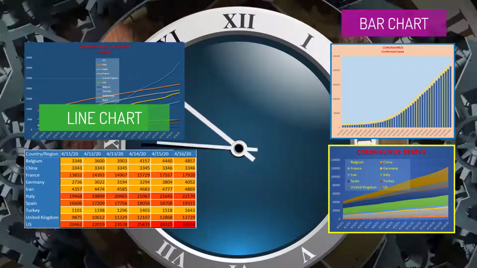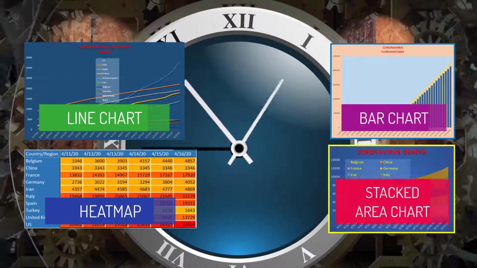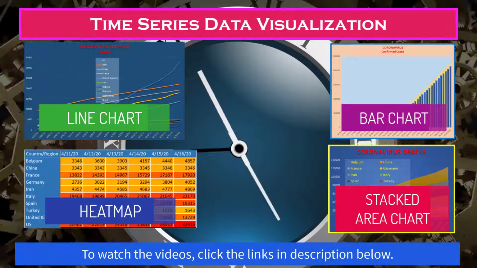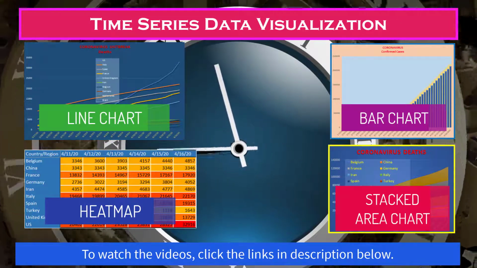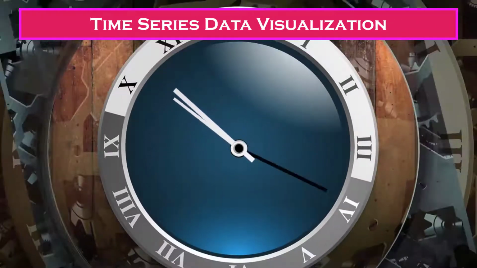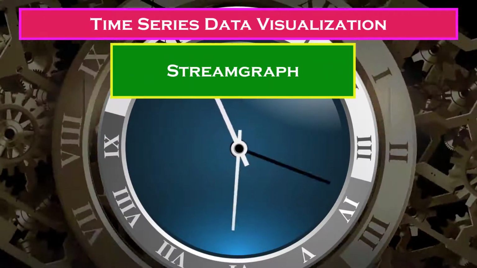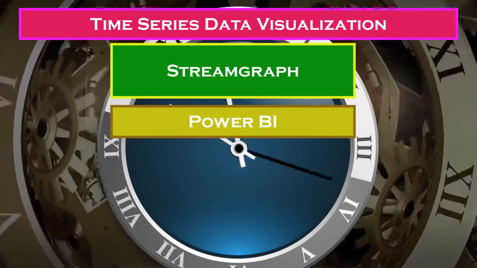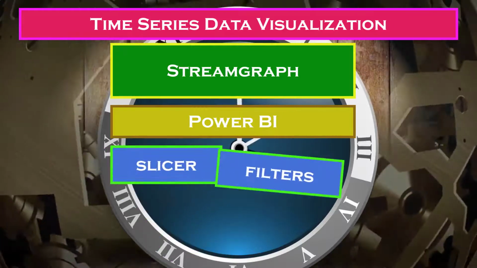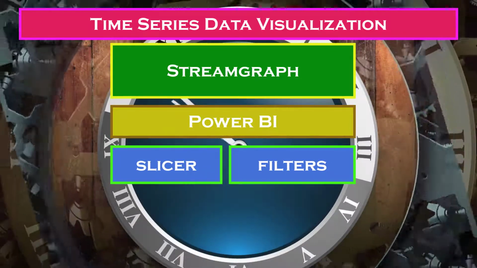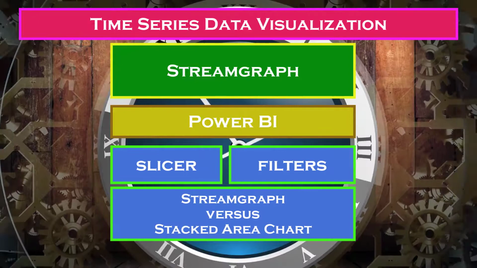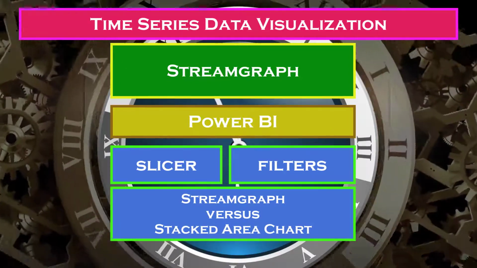Line chart, bar chart, heatmap, and stock area chart are some of the ways to visualize time series data using Excel. In this video, we will learn how to create Streamgraph, but this time we will be using Power BI. We will also learn how to use slicer and filters in a chart, and we will also compare Streamgraph with stock area chart, so stay tuned.